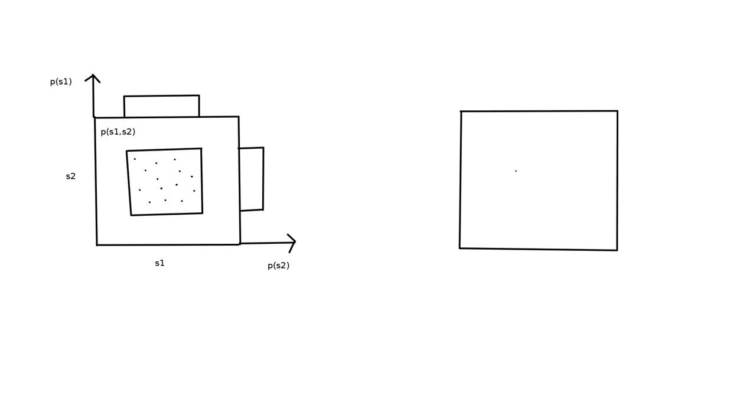Same kind of plot. Now we have again a square distribution, but the square is rotated by 45°. So then if you look at the marginal distribution, so this is, as I said, this is P(S1, S2).